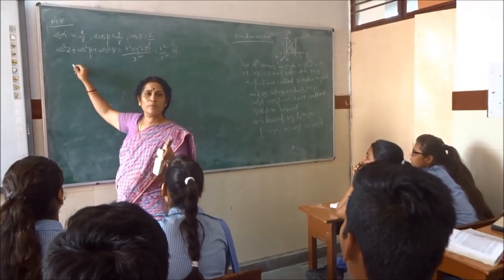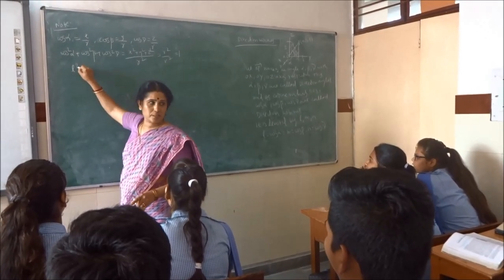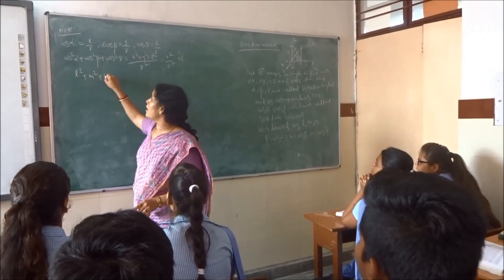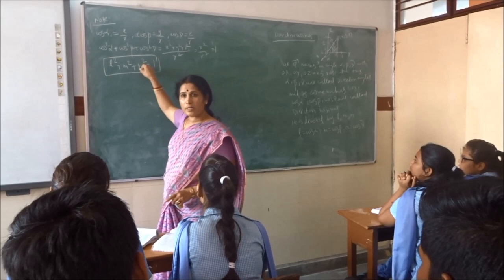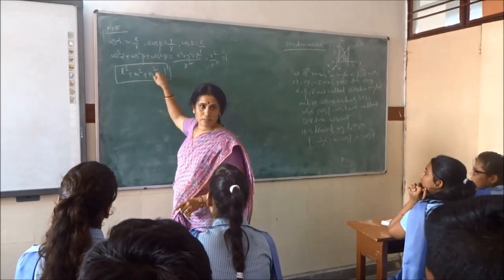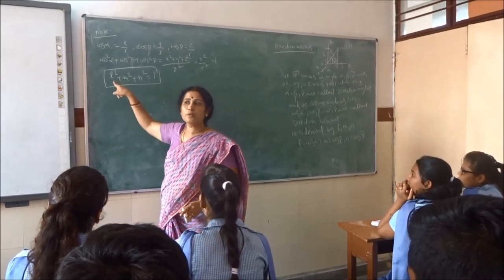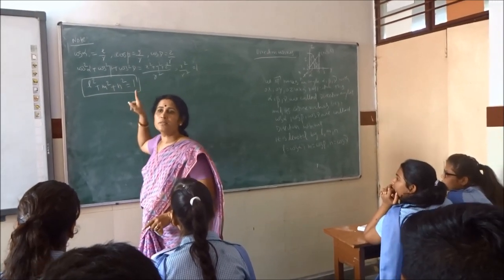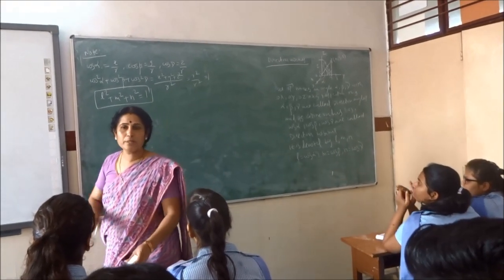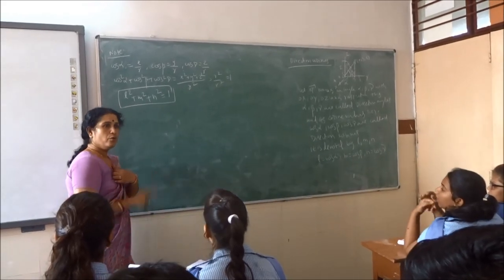So we are getting one of the most important results here, that is l square plus m square plus n square equal to 1. Are you clear how we are getting this? That is cos square alpha plus cos square beta plus cos square gamma equal to 1.